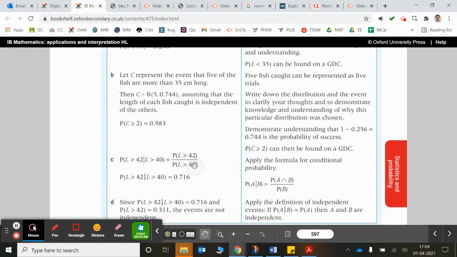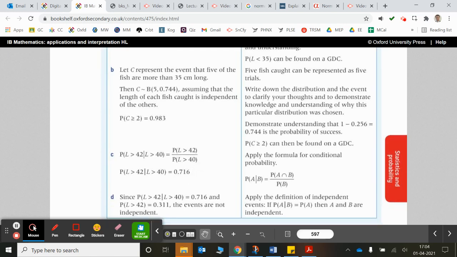Let's have a look at the book. Yeah, the book doesn't actually give the probabilities for those. I'm going to skip it here as well for the moment, but you can check it on your calculator that you should get out the answer of 0.716, so just under 72%.